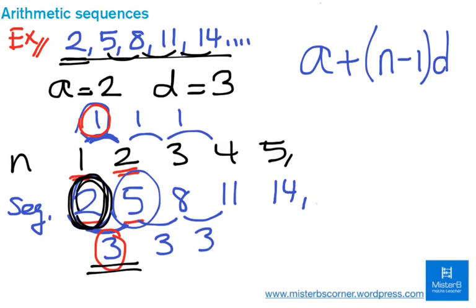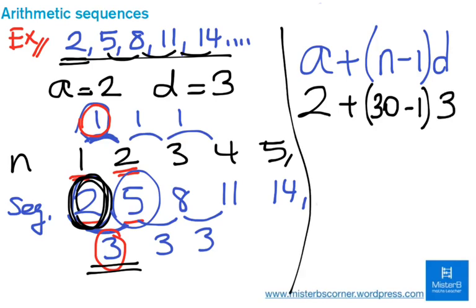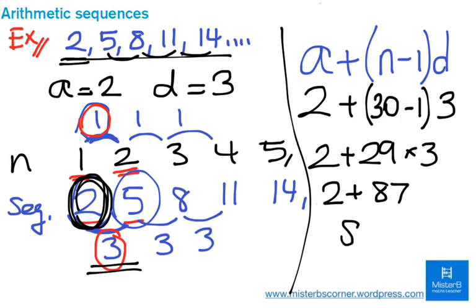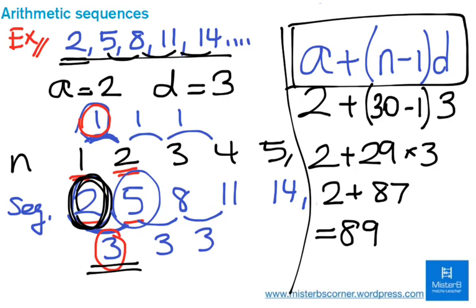Well, if we use this formula, my first term is 2. I want the 30th term, so I write 30, for example, and then I write the common difference, which is 3. So that's going to be 2 plus 29 times 3, which would give me 2 plus 87, which is 89. So this gives me the same value, to no surprise. But if you'd like, you can use this formula instead of deriving it.